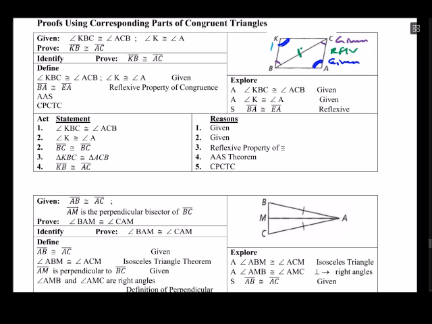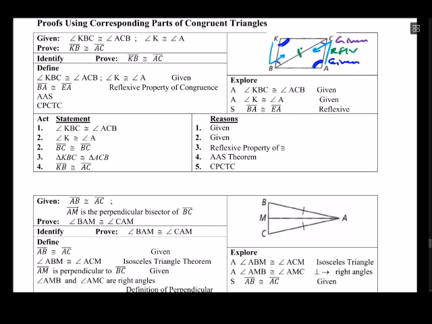Yes, yes it will. Angle, angle, side. So we go blue, purple to side. Yes, we can. So again, we define, and then you set up your explore, angle, angle, side. Go through.